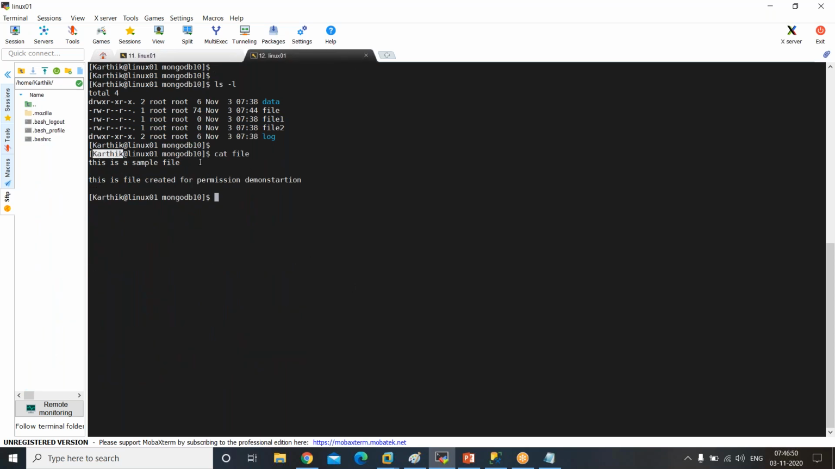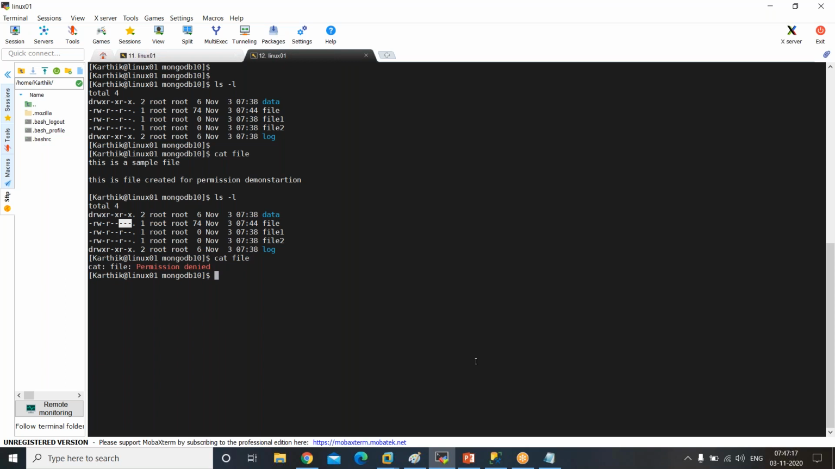Previously, Karthik was able to read the file. Now he's trying to read the file. He cannot read it. Let me do ls -l first. Here, if you see, there are no permissions given to others. Owner can do read write, group can do read only, but others, meaning other than the owner and group, Karthik will become other basically. Other does not have any permission. If I try to read that file, it will throw the error permission denied, because you don't have permission to read it.